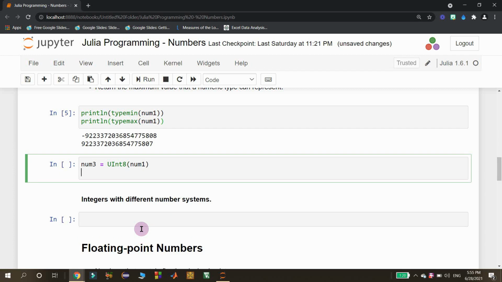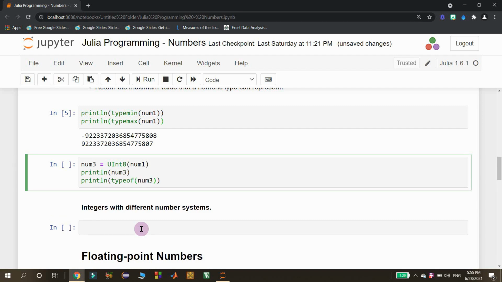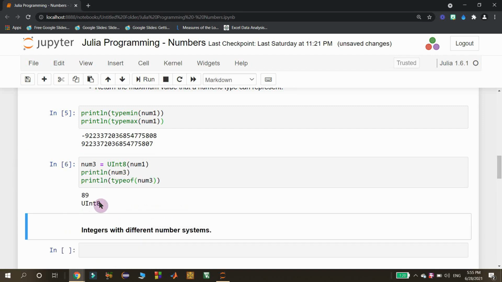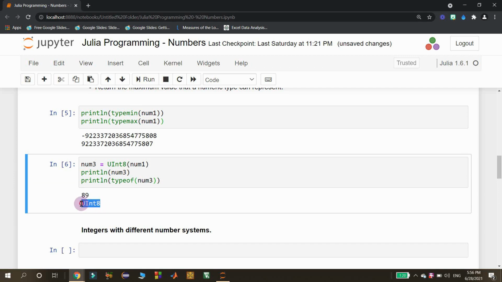Now I am going to display the value present in that num3 variable as well as the type of that num3 variable. Then we got 89, that is the same value we have in num1 variable in num3 variable as well. And then if you observe the type of num3, which is of UInt8, that is 8-bit unsigned integer.